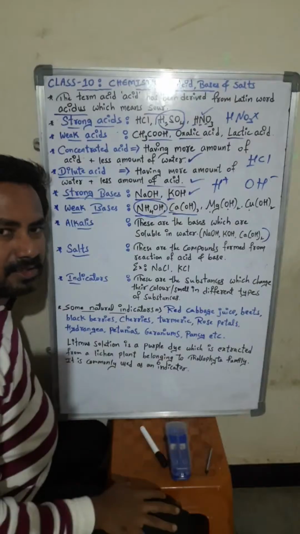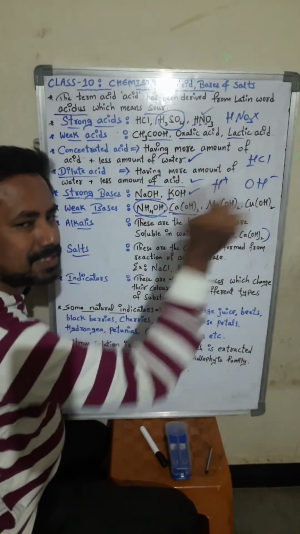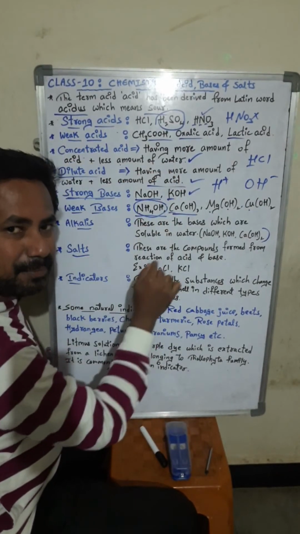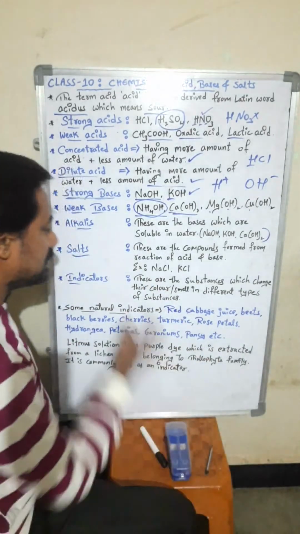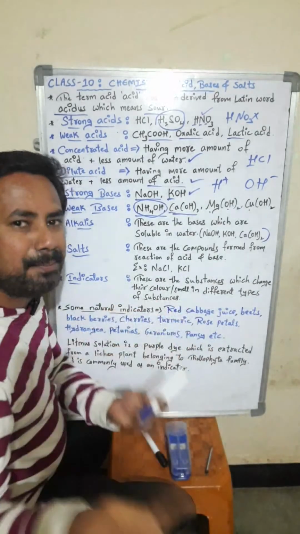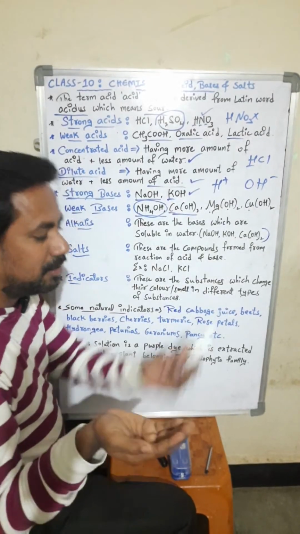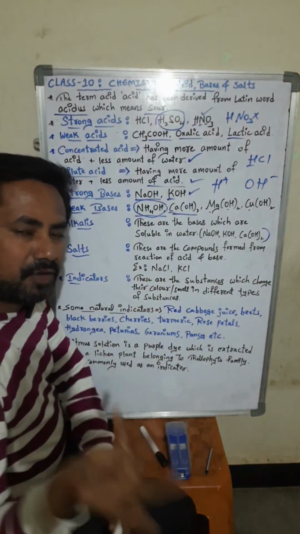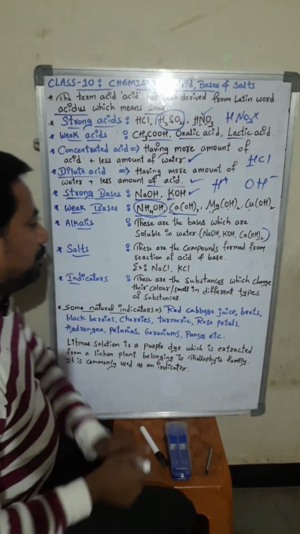Next, salts. What do you mean by salt? The chapter name, acids, bases and salts. Strong acids, weak acids, strong bases, weak bases. We have seen some of the examples. Now salts. Salts are nothing but they are the compounds. When you combine acid and base, salts will form, students. Acid you are taking, base you are taking. When you combine, salt plus water will form. How salts are formed? When you combine acid and base.